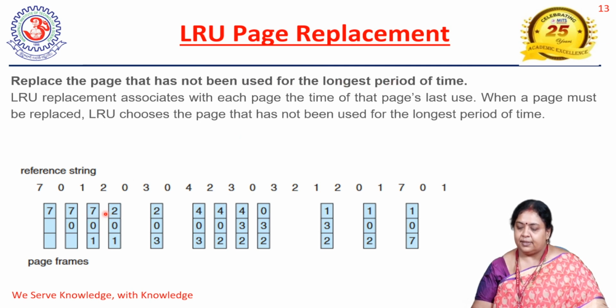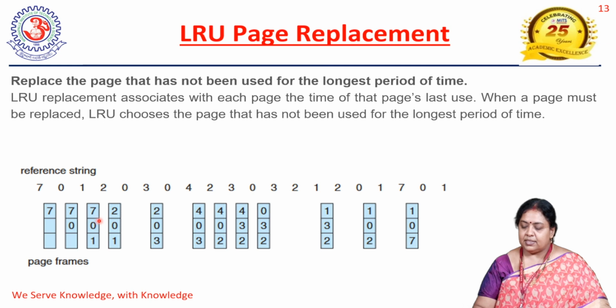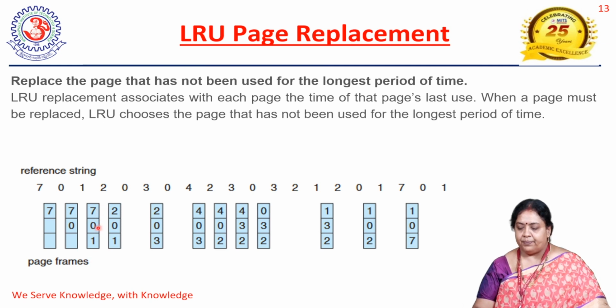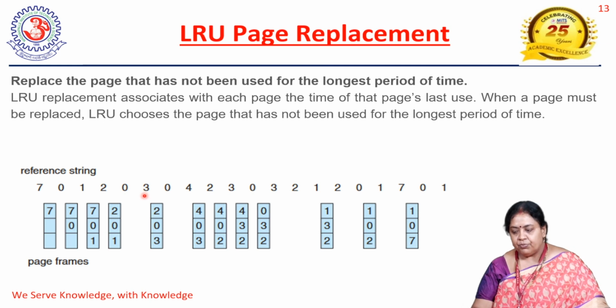So check here, what are the pages here? 7, 0, 1. 7 is used prior to 0, prior to 1. So the longest period of time we have not used is 7. So we are going to replace 7 with 2. Okay, clear? Then the next one is 0. 0 is already present, no page fault. Next one is 3. 3 means page fault, we have to replace.